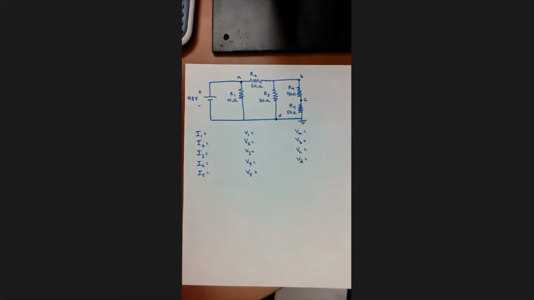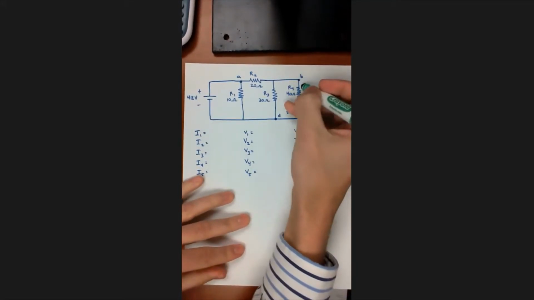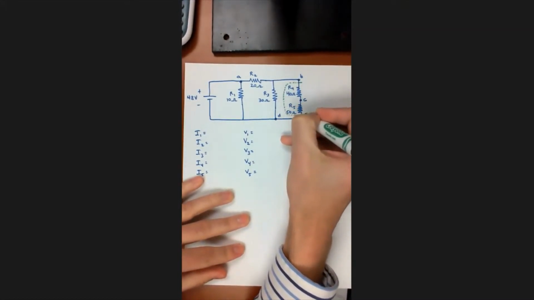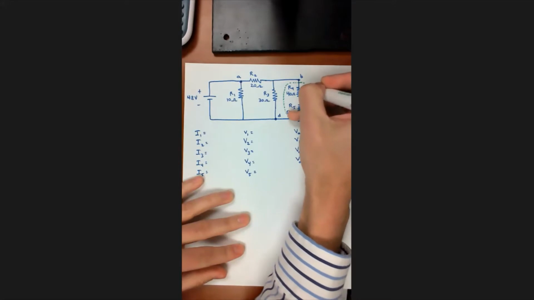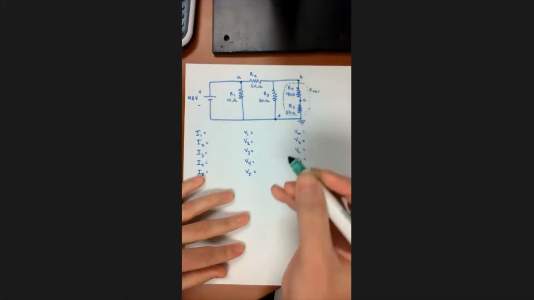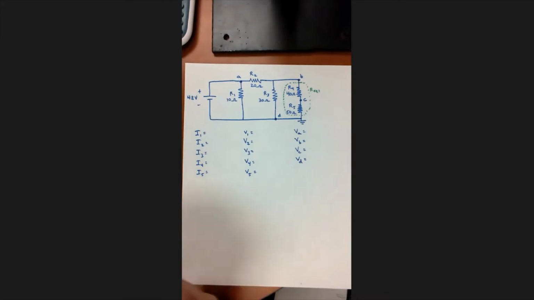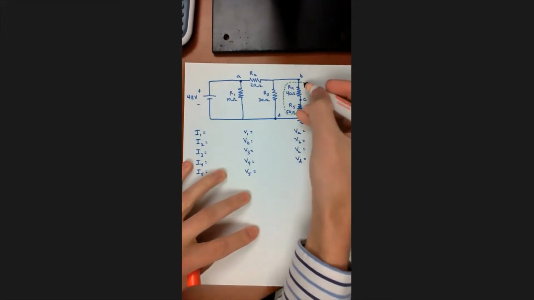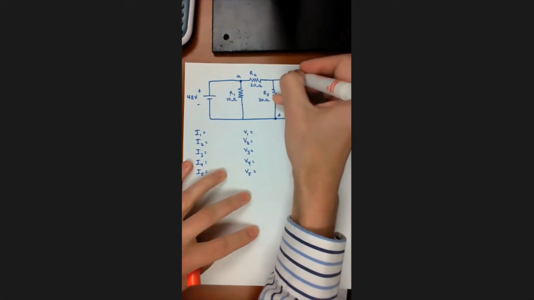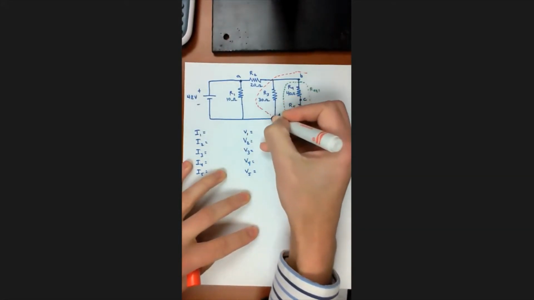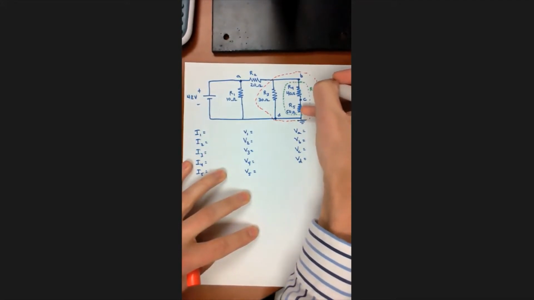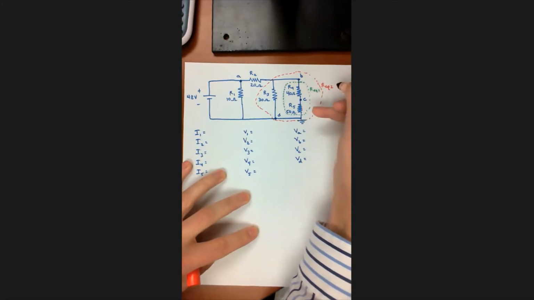So I will make some dotted lines around here to indicate what I'm going to combine and when. Let's combine these first and call that R equivalent 1. That's the first thing I'll do. And then after I combine those two, obviously in series, I will combine these three, R3, R4, and R5. These are in parallel. So I will combine these all together into R equivalent 2. That's what I'll call that.